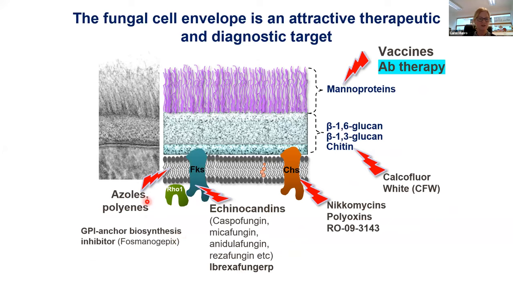So the azoles and the polyenes target ergosterol in the membrane, and the echinocandins target FKS1, the catalytic subunit of glucan synthase. We also have some new drugs that are under development at the moment that block the GPI anchor biosynthesis pathway, and a new glucan synthase inhibitor, ibrexafungerp.